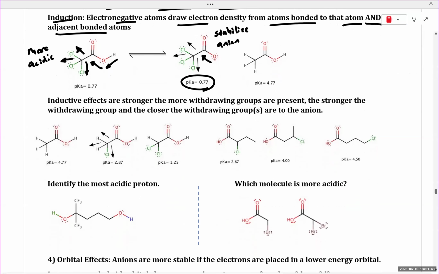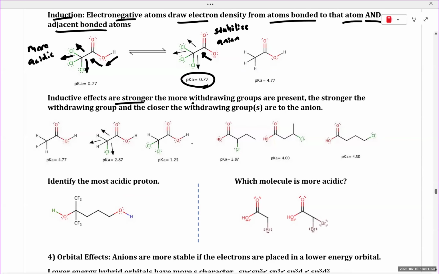Inductive effects are stronger the more withdrawing groups are present, and the stronger the withdrawing group, and the closer the withdrawing groups are to the anion. So for example, as we continue to add chlorines, add inductive withdrawing groups, that in turn increases the inductive withdrawing effect. And as a result, the more inductive withdrawing groups you have adjacent to your proton, the more acidic your proton will become because the conjugate base is going to be more stable.